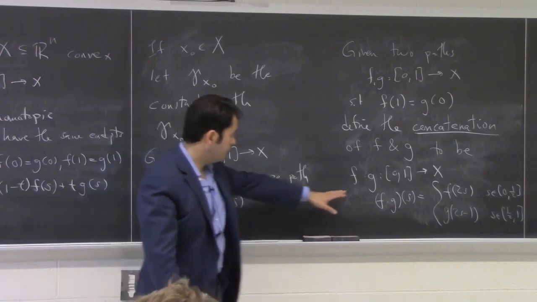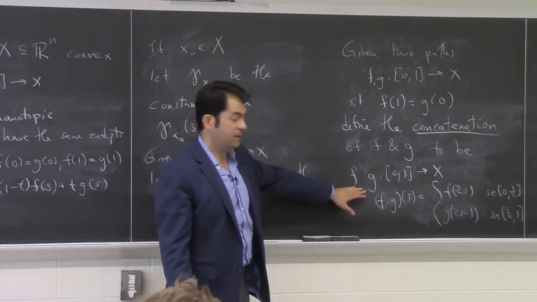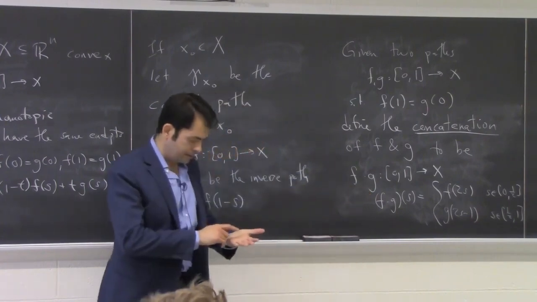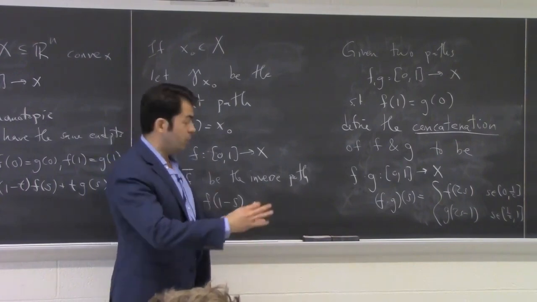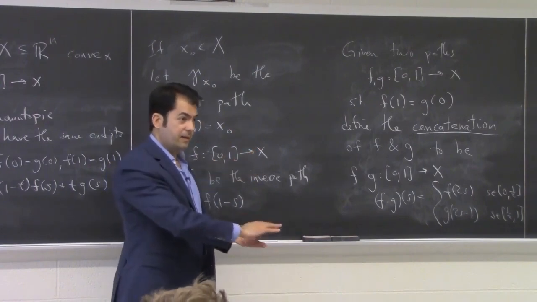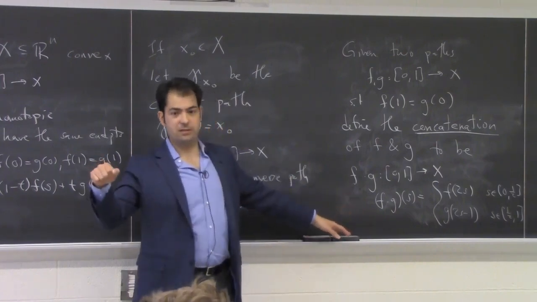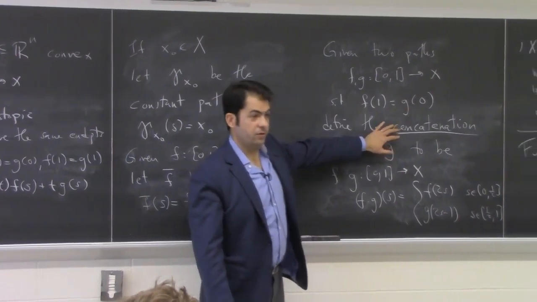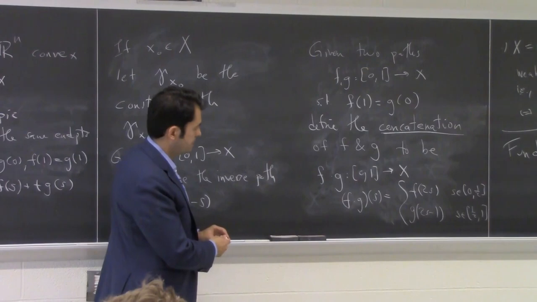So it's important not to confuse this with composition. There's no reason for composition to make any sense, and that's not what we're doing. Another good source of confusion is that when you're doing composition, you would apply the function on the right first, and then the function on the left. That's not at all what's going on here. You're doing the path f first, and then g. So it really is like concatenation. You're just chaining these things together. Okay.